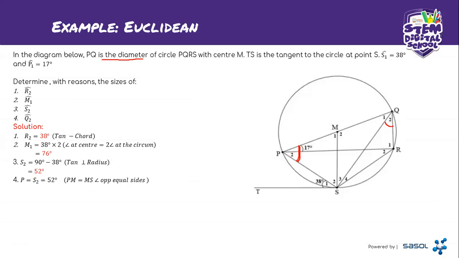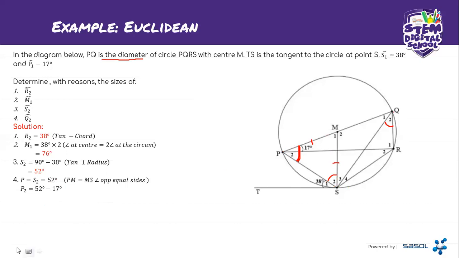The whole angle here is equal to angle S, right? Why? Because PM equals MS, right? PM equals MS. Remember isosceles, and then this angle and that angle are equal, and then that angle P is also equal to 52 degrees, right?